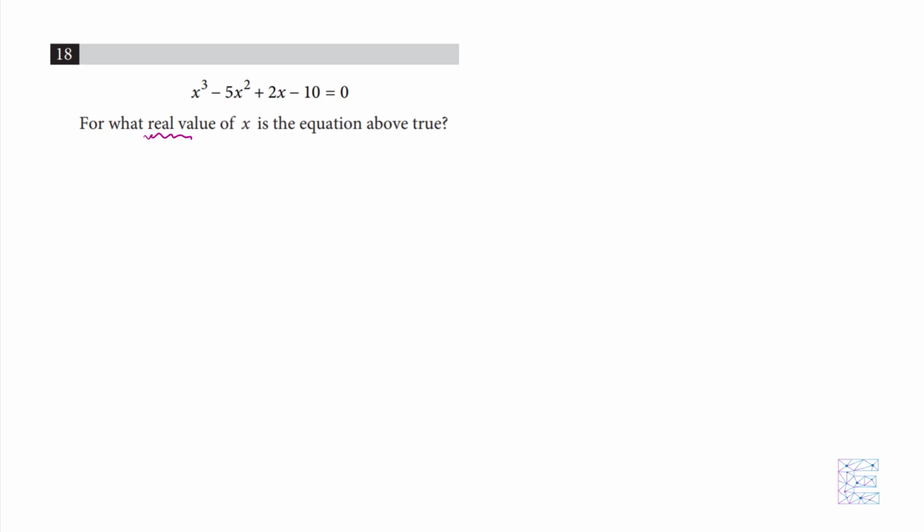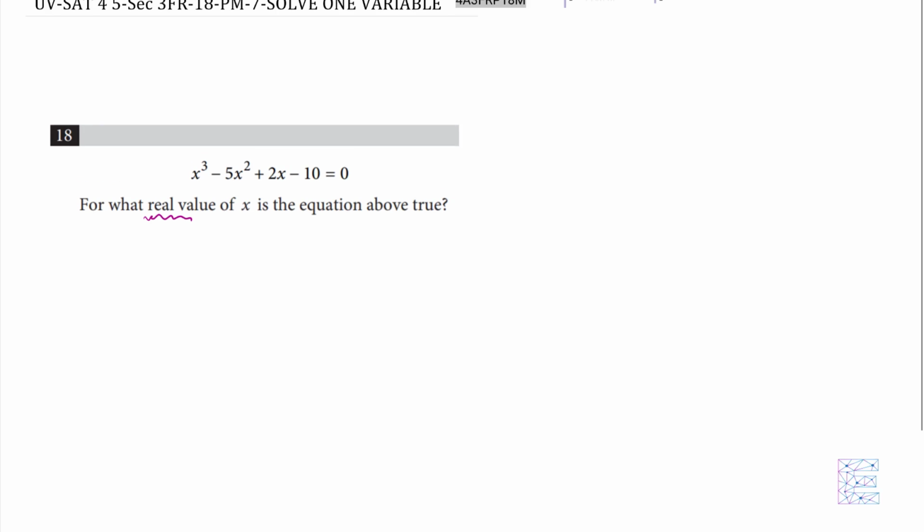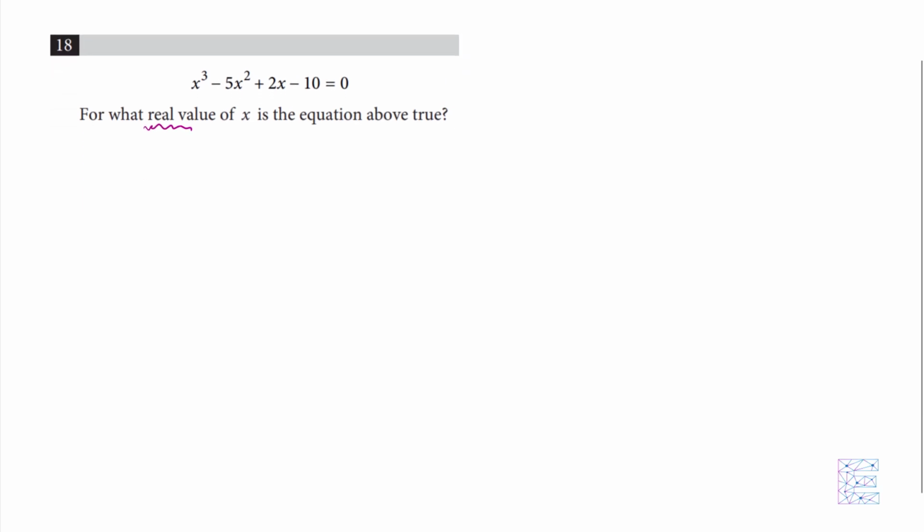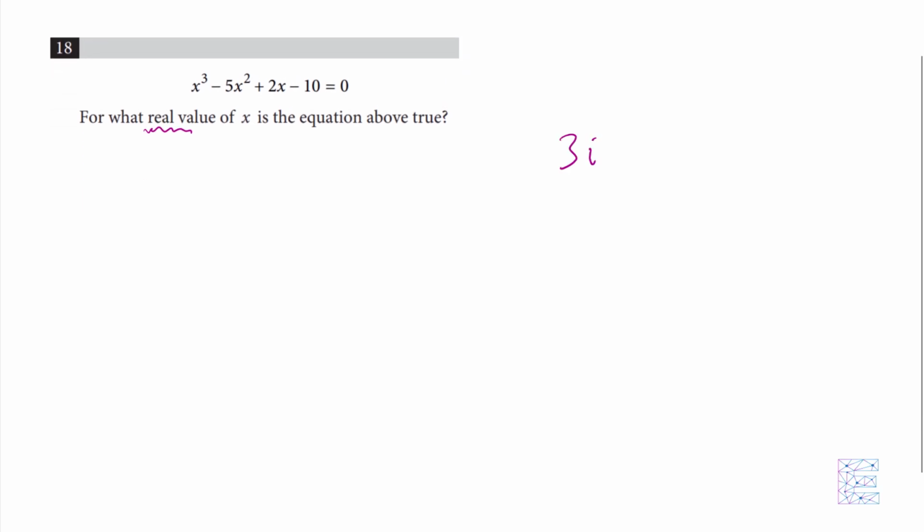The opposite of being a real number is being an imaginary number, and we can identify imaginary numbers pretty easily because they usually have an i component, like 3i or 3 plus i or something like that. So don't be thrown off by these little silly words that they throw in there. Now, back to the question.